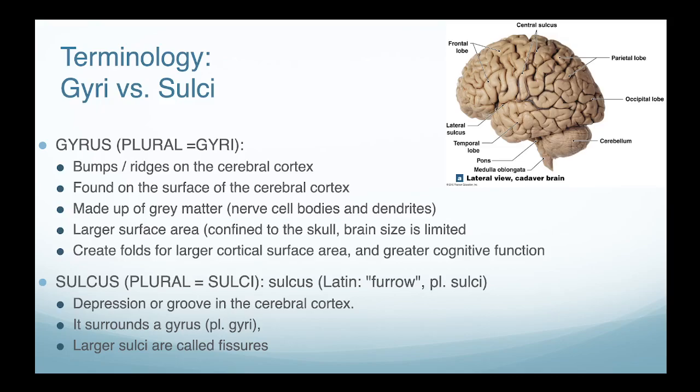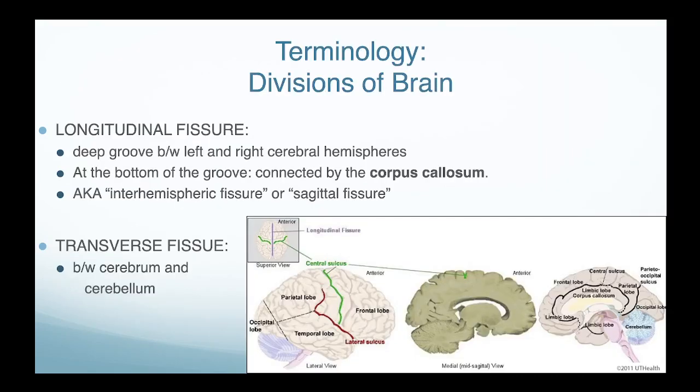And as I said, as you see below, larger sulci are going to be called fissures. So the longitudinal fissure, which is a gigantic sulcus that divides the right and left cerebral hemisphere, is going to be the area that divides both left and right cerebral hemispheres, and then they're going to be connected by the corpus callosum. The corpus callosum is that large body of nerve fibers that connect both left and right cerebral cortexes.